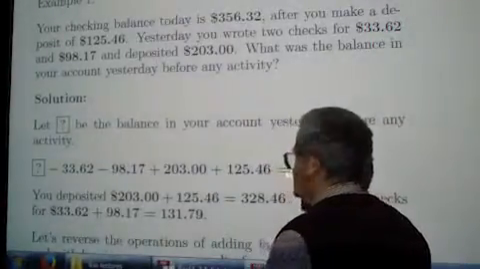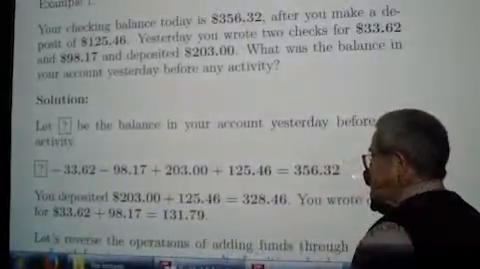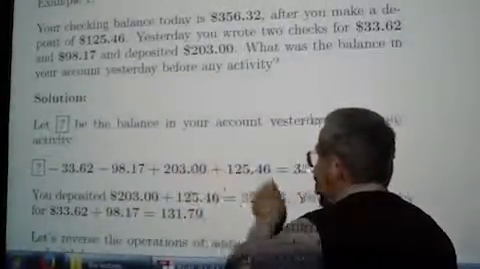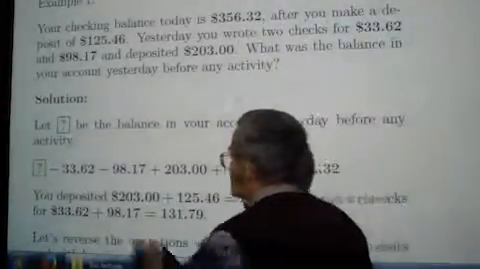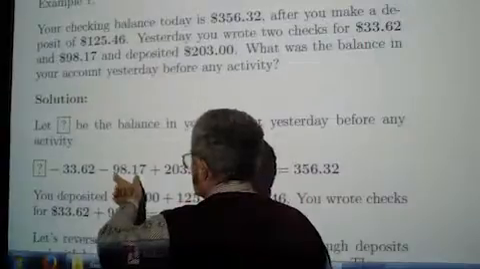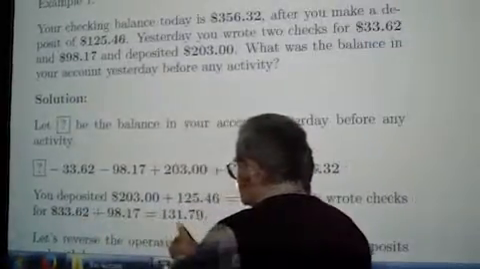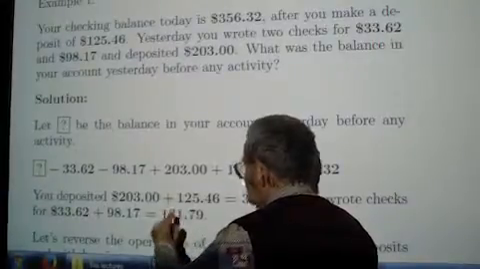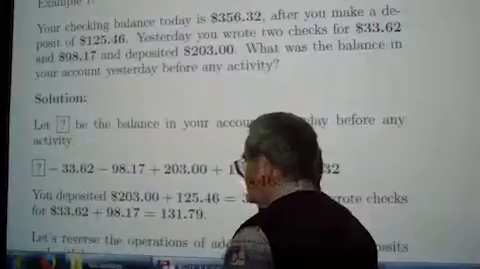So you deposited a total of $203 plus $125.46, which is $328.46. You add the 2 positive numbers. You wrote checks for the amount of $33.62 and you wrote a check for $98.17. Add these 2. That is your debit. That is what comes out. I omitted the equal sign until I use this number.